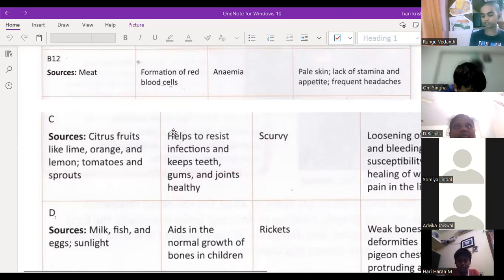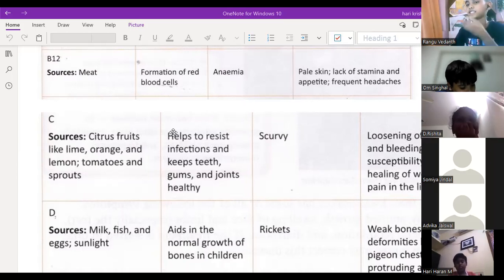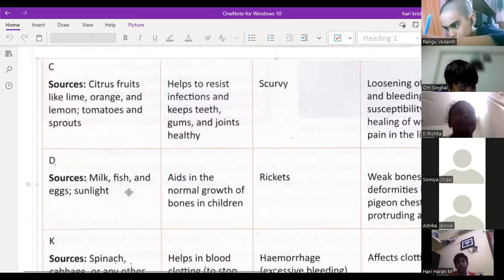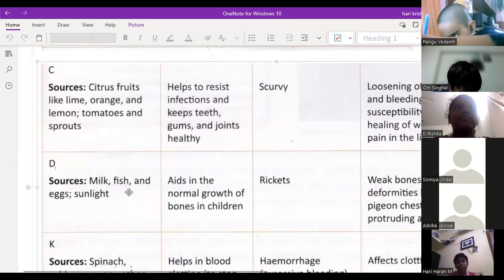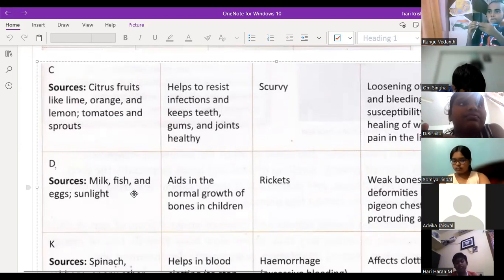Sir, what are rickets? Rickets are weak bones or deformation in the bones. The bone shape will change. That we will study in vitamin D. So for vitamin D, milk, fish, egg and sunlight are the main sources, which help in the proper growth of the bones in children.